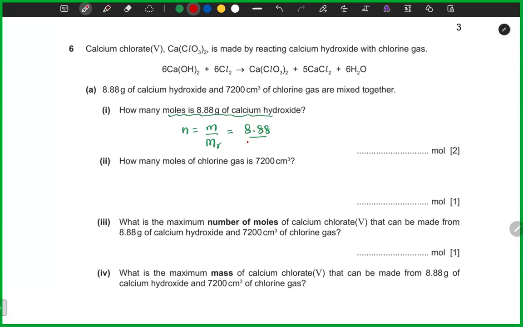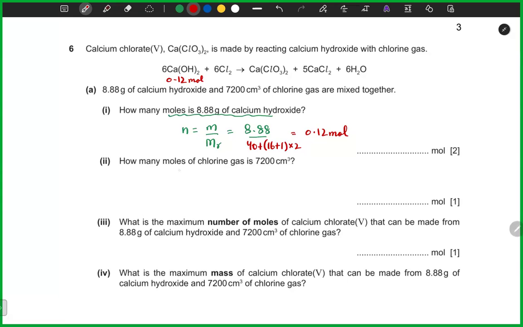So, what will it be? That's going to be 40 plus O, that's 16, plus H is 1, and OH is twice, so that's 16 plus 1 times 2, right? I think that's going to be 74. So you work out 8.88 divided by 74, and how much does that give me? That's giving me 0.12 moles. So calcium hydroxide is 0.12 moles.